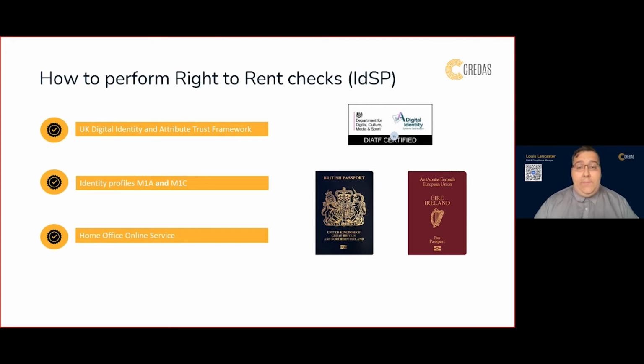Here at Credas, we've been certified. We got our certification earlier on this year. We were one of the first, and we're certified for M1A. So those are the cases where you've got a passport, but perhaps they're doing it on a device that doesn't have NFC technology, or they're doing the check on their web browser. So again, they can't do NFC checks. So that would be your M1A, and that will work. And then M1C is those times when you've got that passport, it's got that electronic chip inside it, you're using your Apple or your Android phone, you can read the chip in the passport and authenticate it that way. So we're certified in both those identity profiles, both of which satisfy the Home Office requirements.